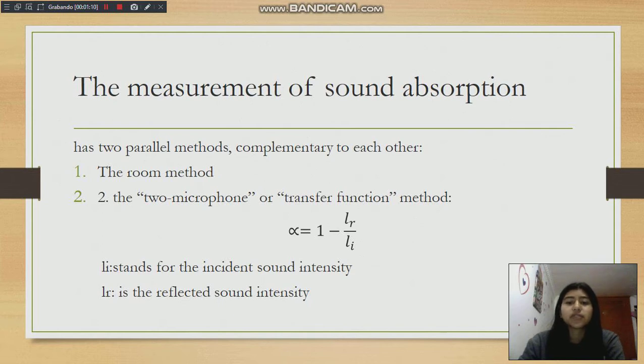The measure of sound absorption has two parallel methods, complementary to each other. First is the room method, and second is the two-microphone or transfer function method. The equation is represented in the video, where Ri stands for the incident sound intensity and Rr is the reflected sound intensity.